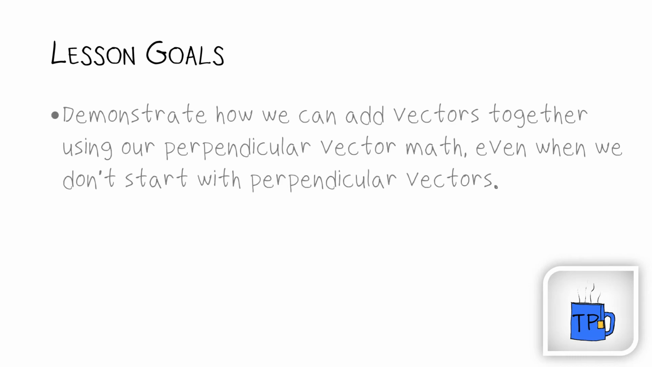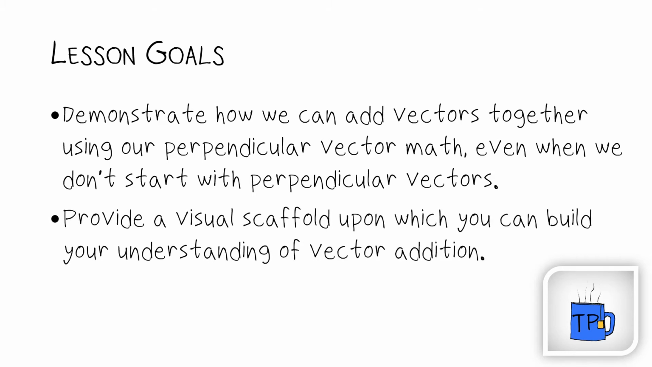Our goals for this lesson are pretty straightforward. We're going to show how we can add vectors together using perpendicular vector math that we learned in earlier lessons, even though we're not starting with perpendicular vectors. The main idea for this exact lesson is to give you a visual scaffold so that you can visualize what's going on with vector addition, and then we'll build the math upon that. But if you don't really understand what you're doing, you're just pushing buttons. So let's get a picture in your brain so you see what the vector analysis table does, and then we can move forward with actually showing the math in action.